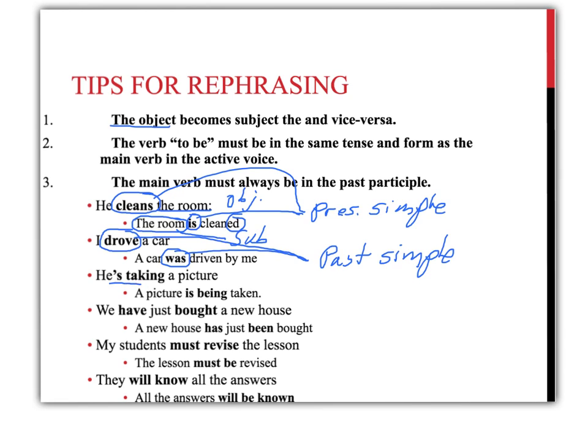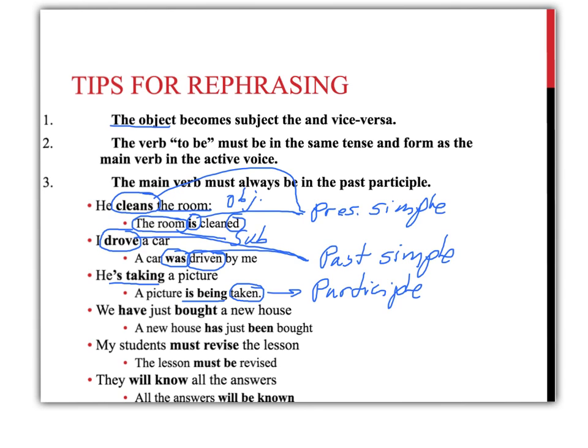So notice that they have to be the same tense. Now in the next sentence, the main verb is in the present continuous. So the verb to be needs to be in the present continuous. And then notice that you have to add the participle. Okay? In this case, it's an irregular verb. Take, took, taken. Now, in the previous sentence, you had driven. Okay? Remember, drive, drove, driven.